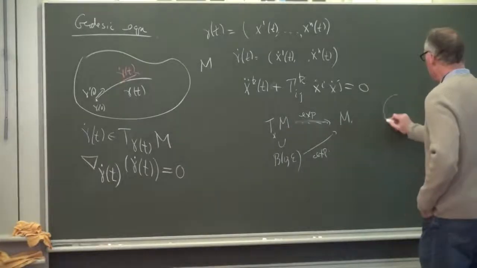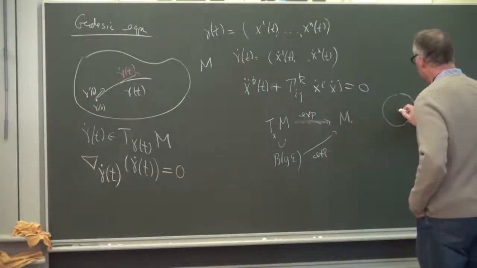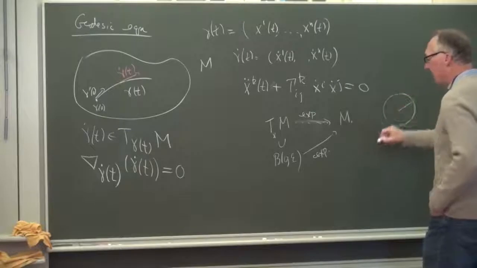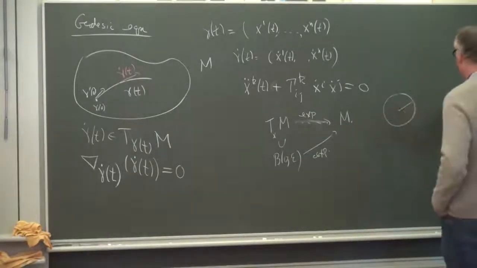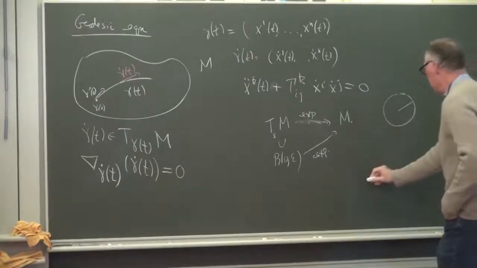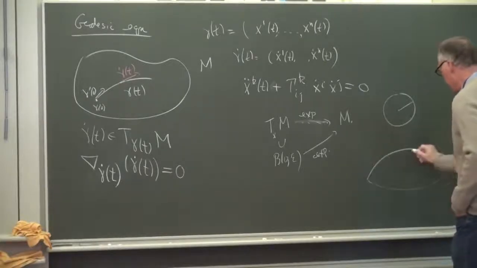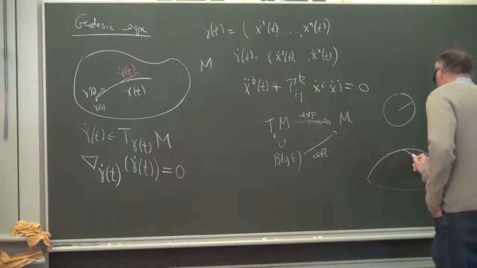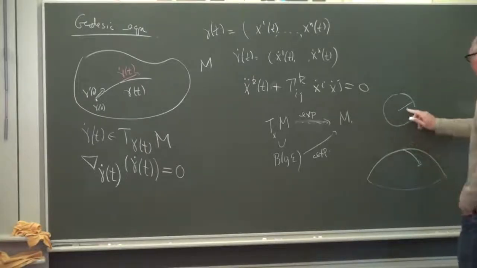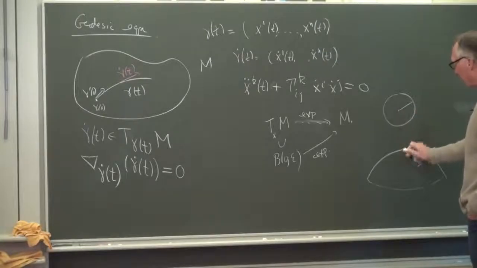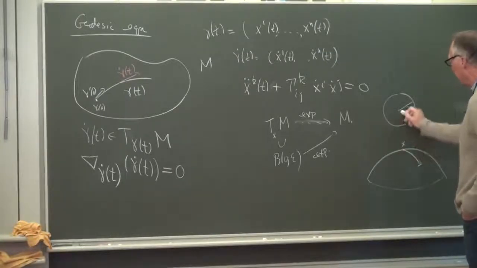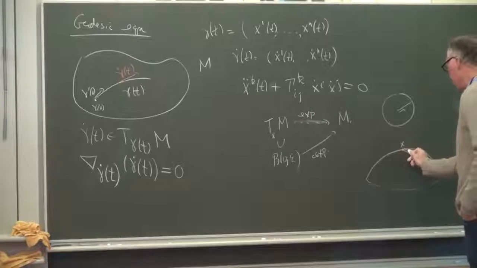And it's simply the map that takes any radial line in this vector space and sends it in the manifold, here's the manifold down here, to a geodesic running at constant speed, speed 1, starting at this point x, and with this as initial tangent vector.